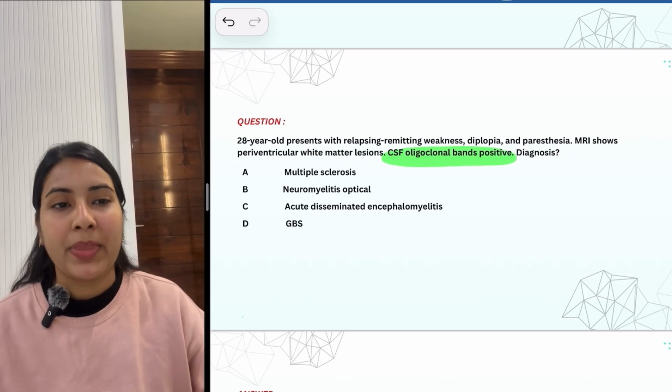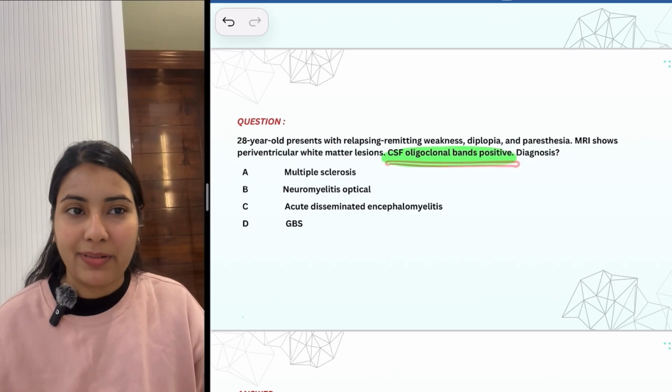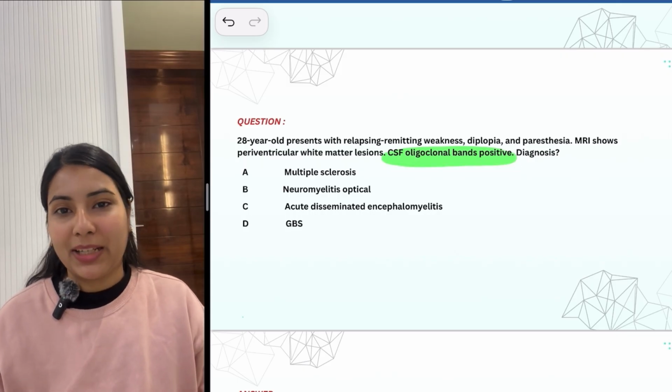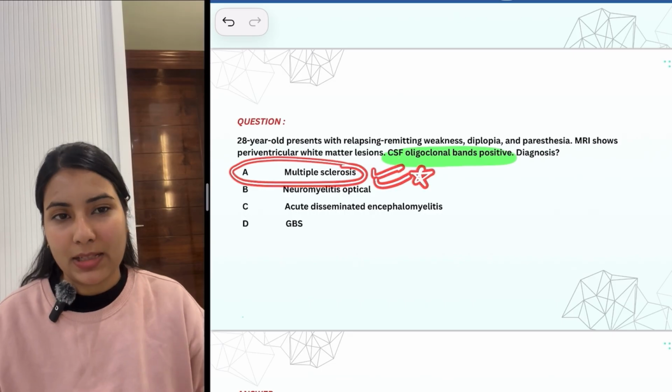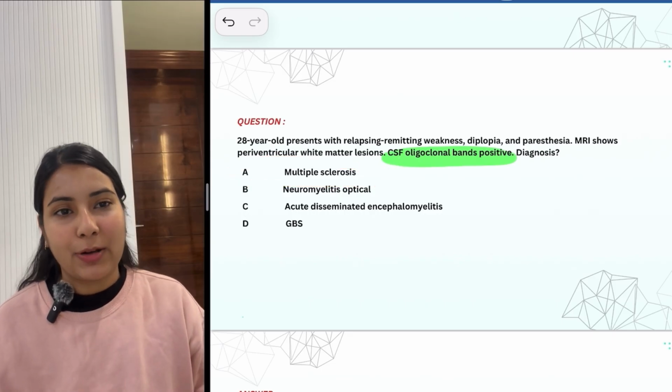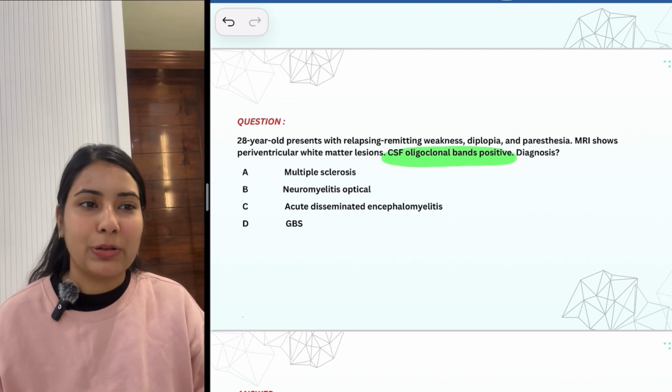So the typical words are oligoclonal bands, the patient has periventricular white matter lesion, relapsing remitting weakness. So it goes towards the diagnosis of multiple sclerosis. So the answer is multiple sclerosis. Multiple sclerosis gives a relapsing remitting kind of course, CNS lesion, oligoclonal bands.